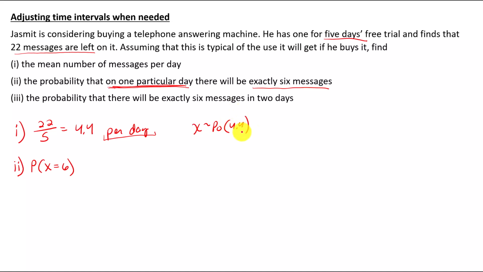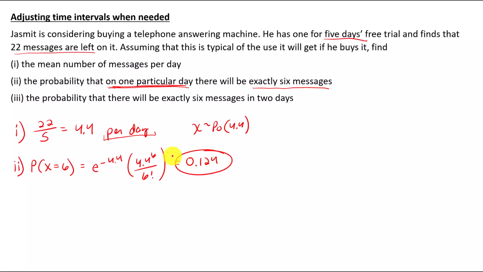Okay, so the probability that x equals 6 is going to be e to the negative 4.4 times 4.4 to the 6th over 6 factorial. And then you're just going to do that in your calculator. And when you do that in your calculator, you get 0.124 to 3 significant figures.